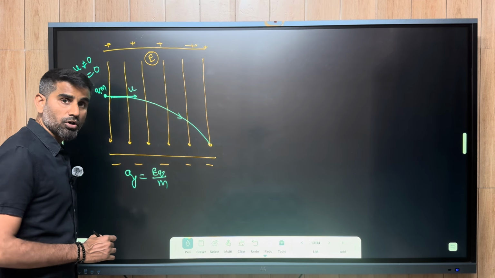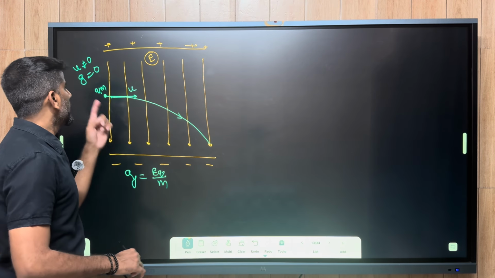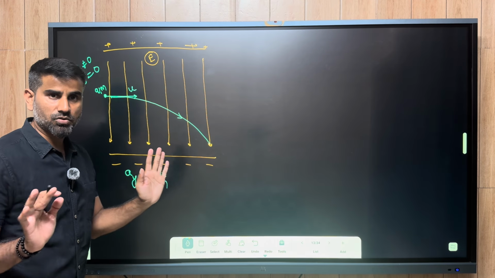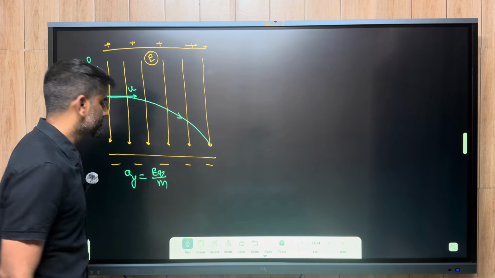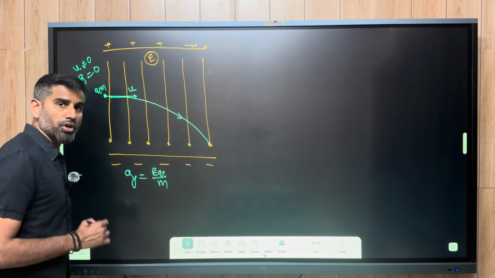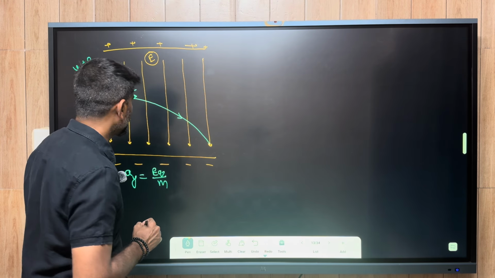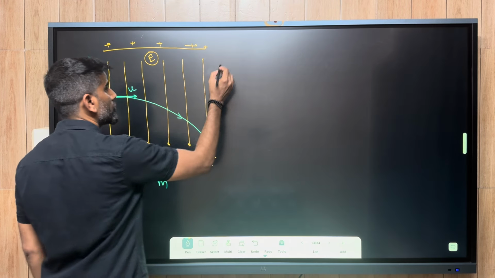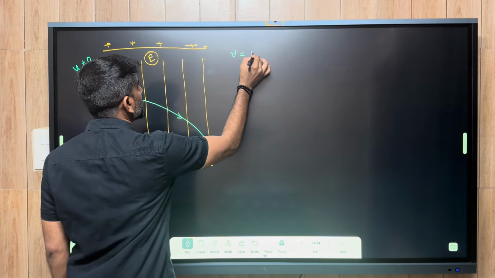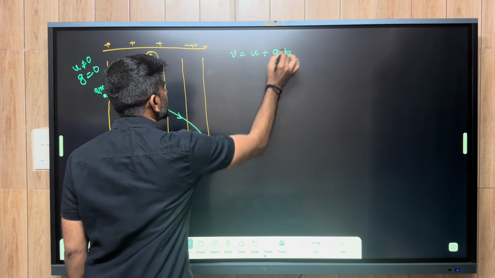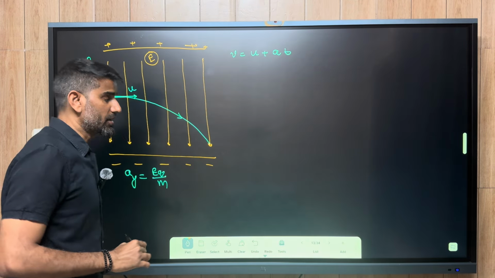Now ay is equal to eq by m. As there is no gravity, just ignore it, I'm not going to consider it. So ay is equal to eq by m. Right, now if you consider the velocity equations, I'm going to write. So v is equal to u plus at.